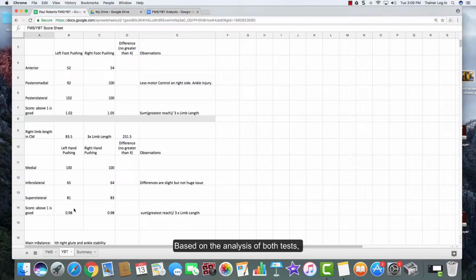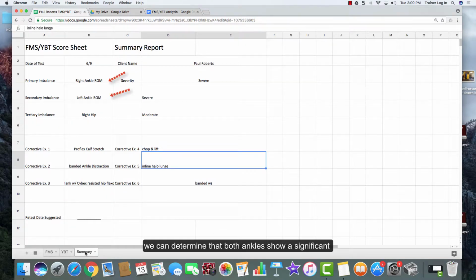Based on the analysis of both tests, we can determine that both ankles show a significant lack of range of motion. The imbalance in the hips is a result of the lack of mobility of the right ankle. The range of motion in the shoulders would be the next pattern to attend to.